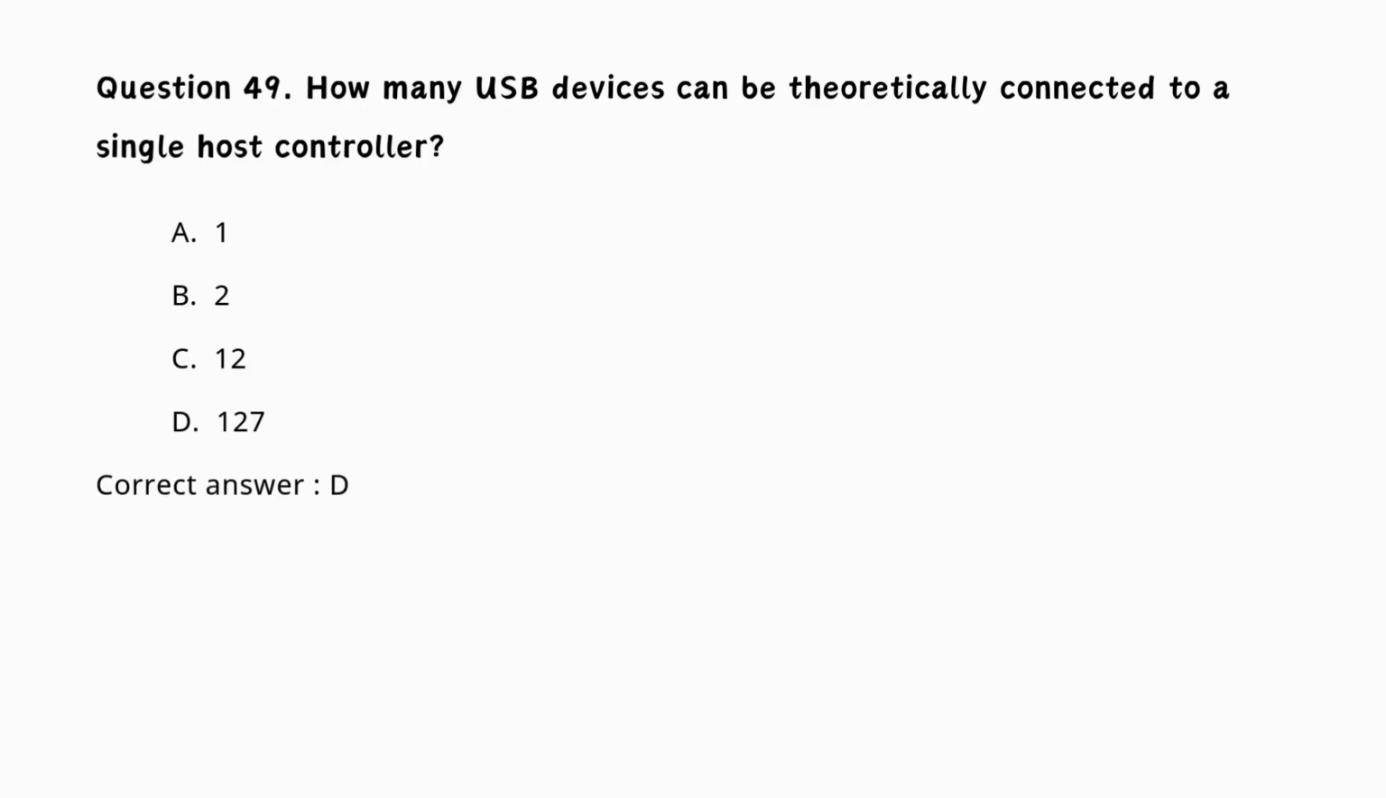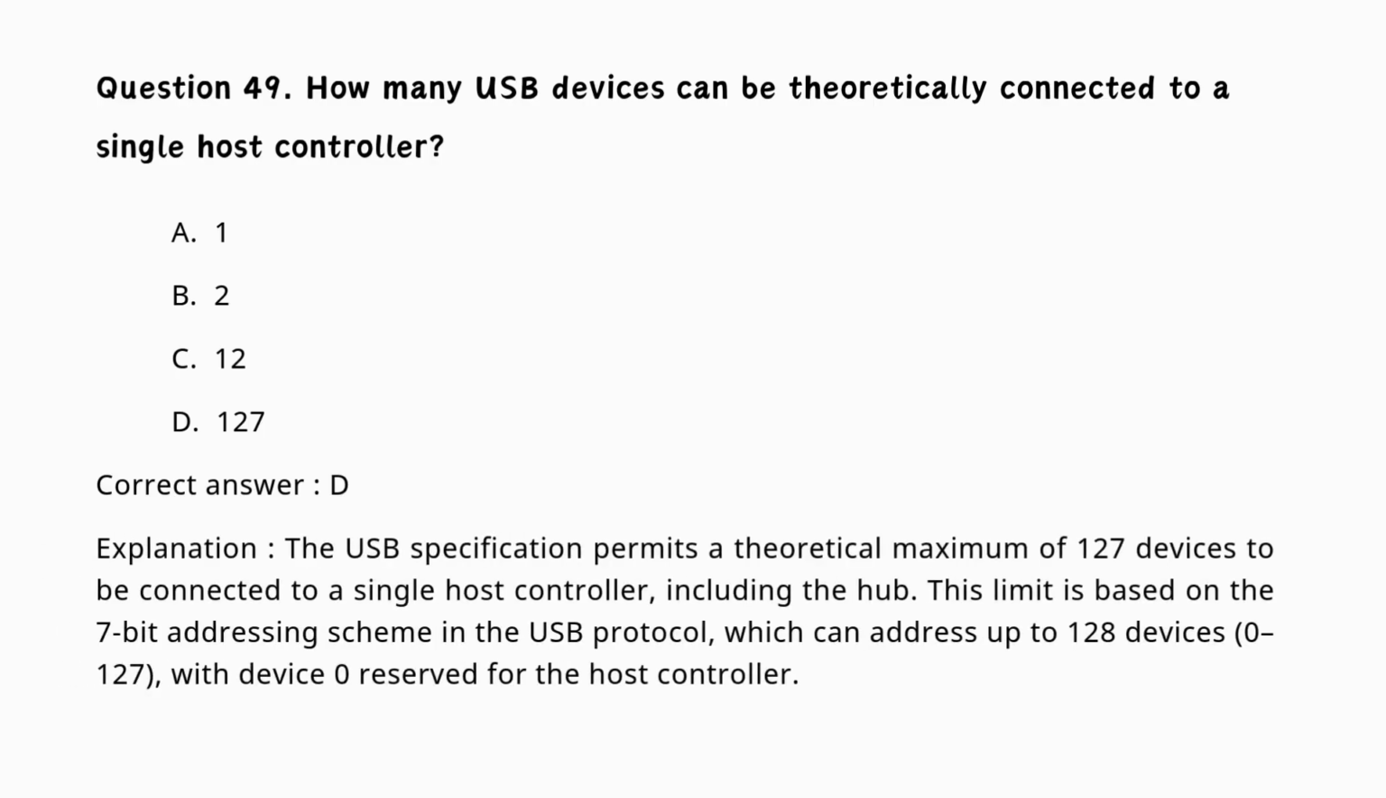Correct answer D. The USB specification permits a theoretical maximum of 127 devices to be connected to a single host controller, including the hub. This limit is based on the 7-bit addressing scheme in the USB protocol, which can address up to 128 devices, 0 through 127, with device 0 reserved for the host controller.